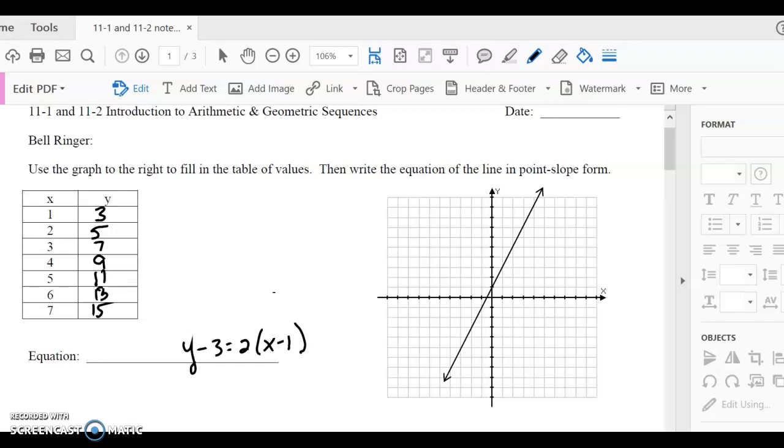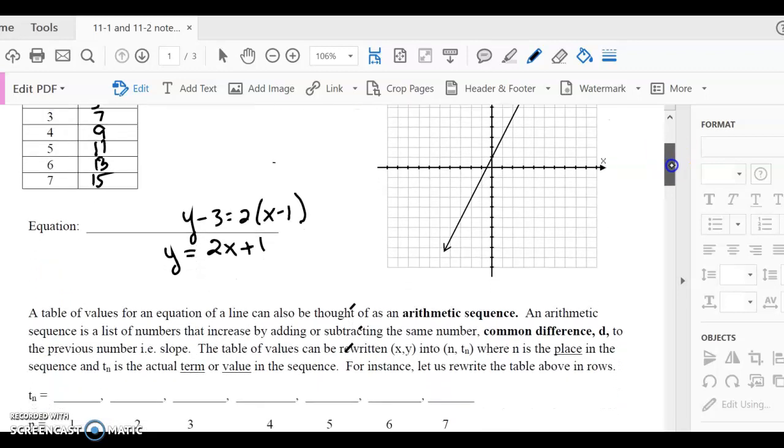So I went ahead and filled in the chart. If you look at the graph on the right, it's a typical line, and I filled in the table of values. Well, what you'll notice is the slope is 2, and I wrote the equation in point-slope form. Now, if I wanted to go to slope-intercept form, we could quickly convert that algebraically to y equals 2x plus 1, or we could just look at the graph and see it has a y-intercept of 1 and a slope of 2. But I want to use that as a lead-in to arithmetic sequences.